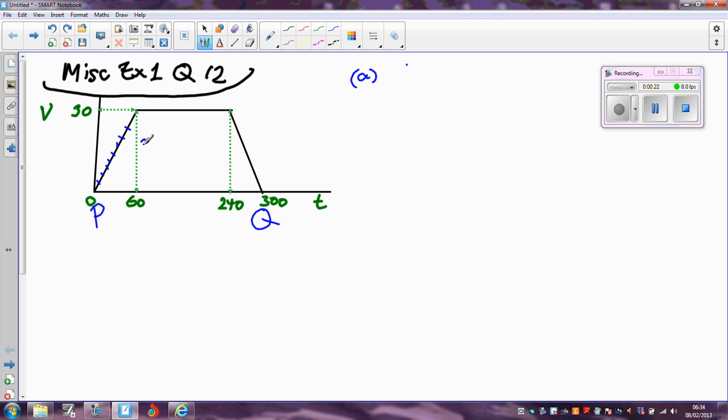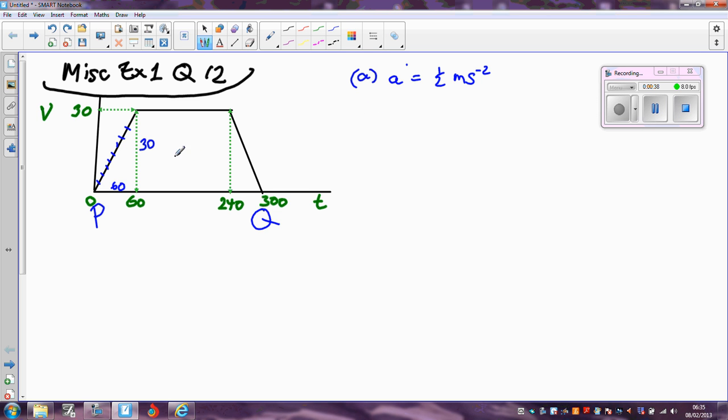The gradient then, the vertical is 30, the horizontal is 60. The gradient is just going to be 30 over 60, in other words, a half a meter per second squared. Okay, next bit says find the distance from P to Q.